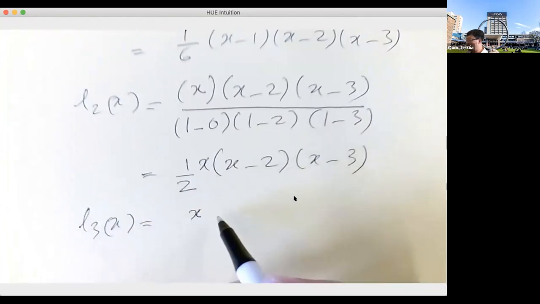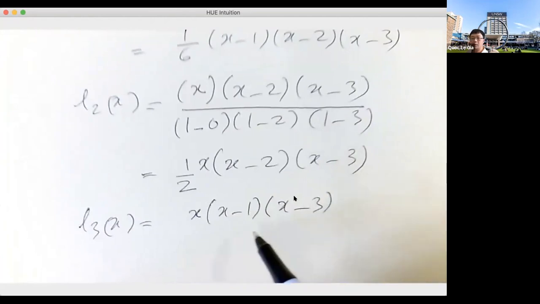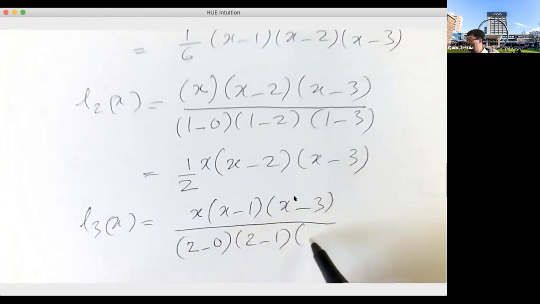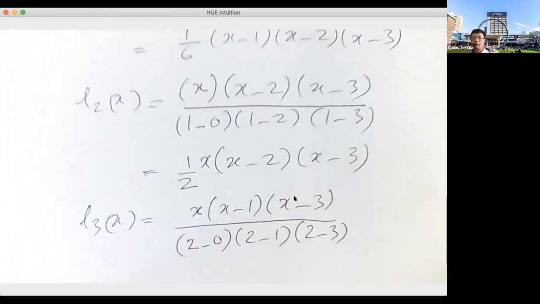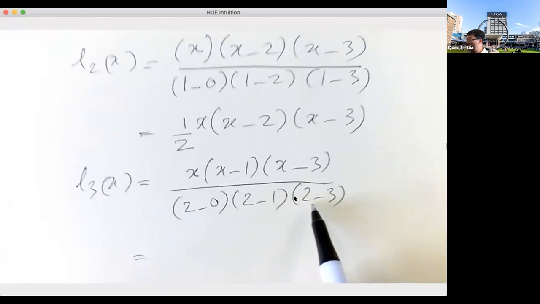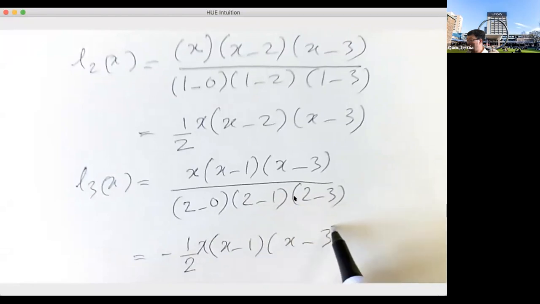is x minus everything except the third point. So x minus 0, x minus 1, x minus 3. Yeah, you skip the third point, yeah? And then the third point is 2 minus 0, 2 minus 1, 2 minus 3. Okay, and you simplify it. So this one is 2, this one is 1, and this one is minus 1. So minus 1/2. And x minus 1, x minus 3.